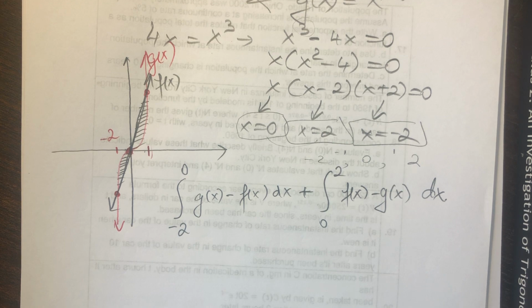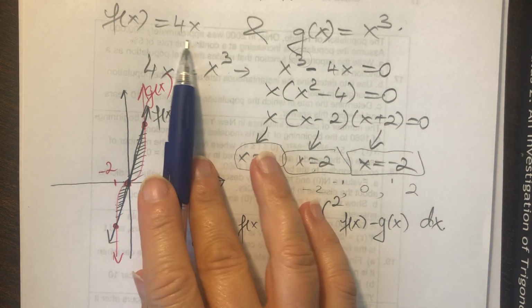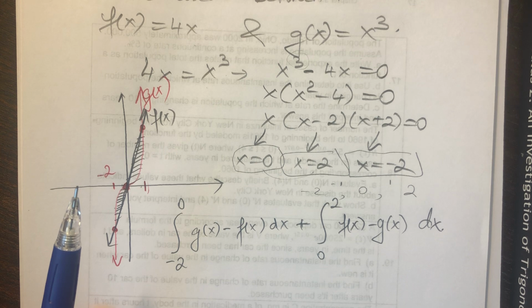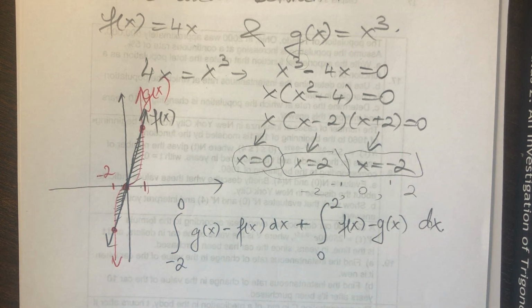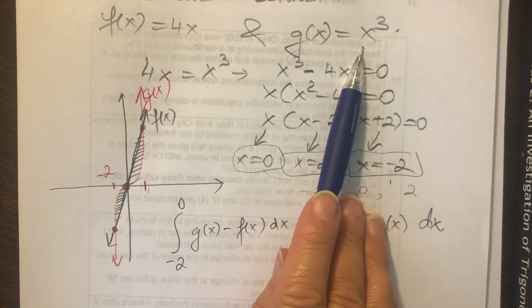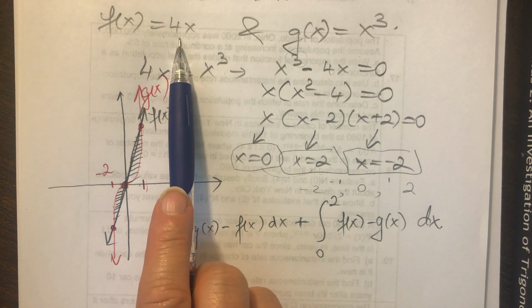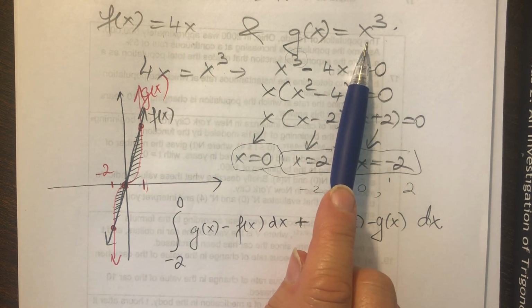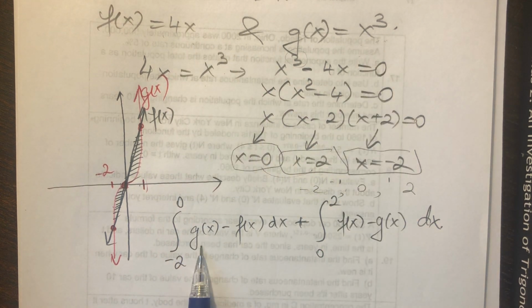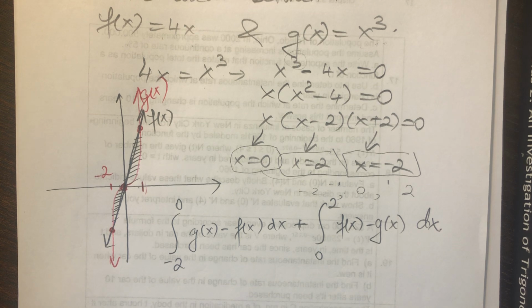Again, plug in a test point. Yes, you can easily find which one's higher and which one's lower. You plug in the 1, 4 versus 1. 4 is higher, right? So on the positive side, f is more than g. You plug in a -1, you get a -4 and a -1. -1 is higher, right? So g of x comes first. Okay. All right, so either way, this is going to be the integral from -2 to 0.